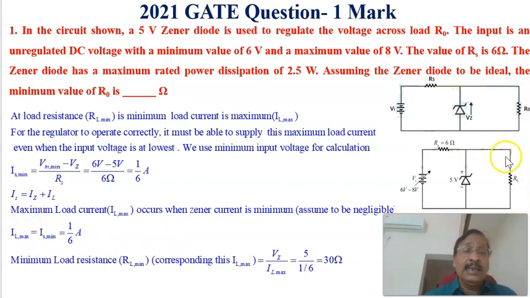is the current from the source when the voltage is minimum, that is, IL max equals 1 by 6. For the maximum current equal to 1 by 6 and the voltage equal to 5 volts, the minimum value of R0 equals 5 volts divided by the current 1 by 6 amperes, which is equal to 30 ohms. Therefore, the answer is that the minimum value of R0 is 30 ohm.